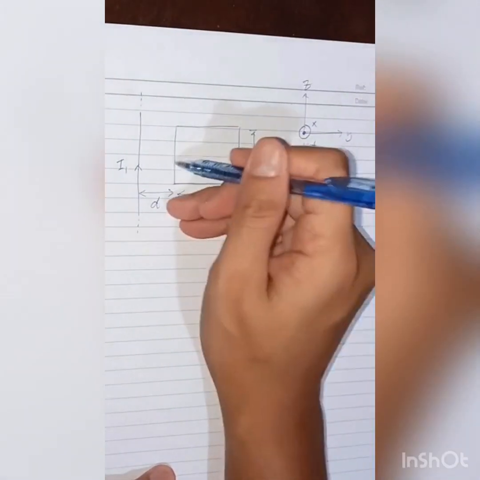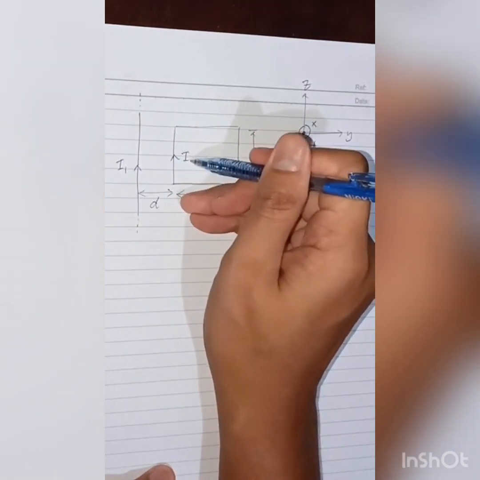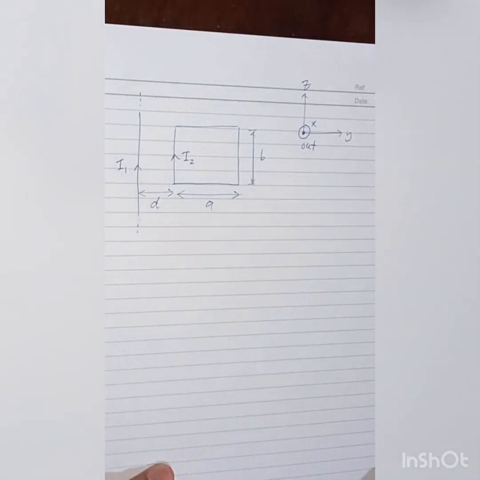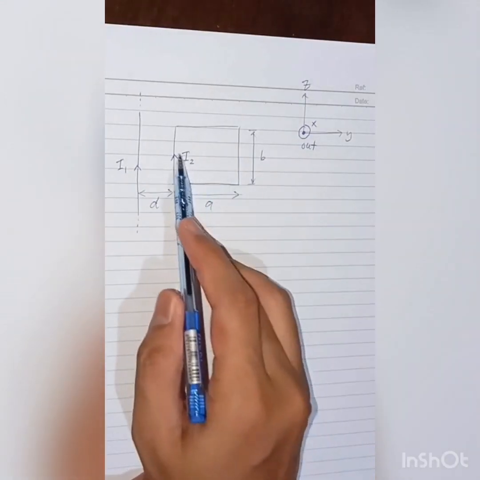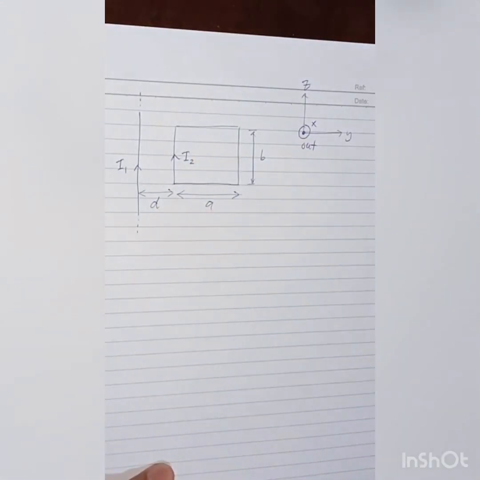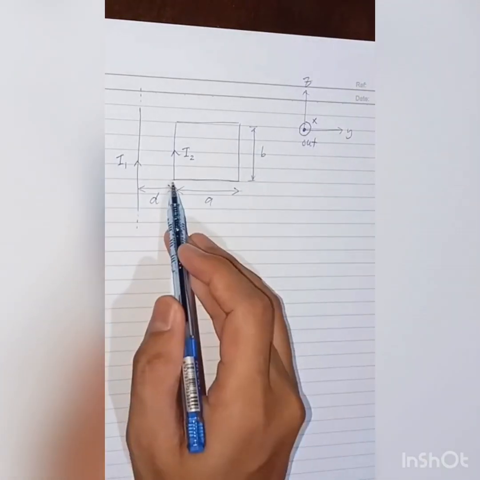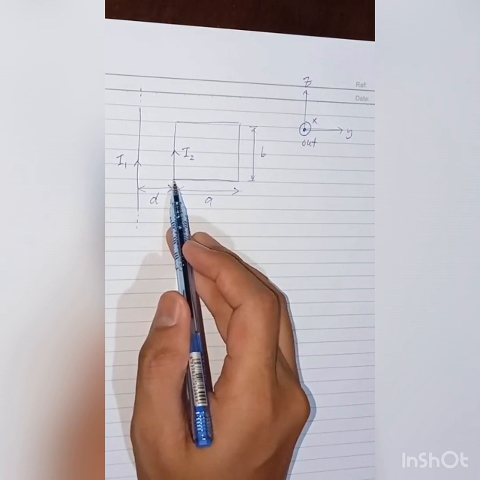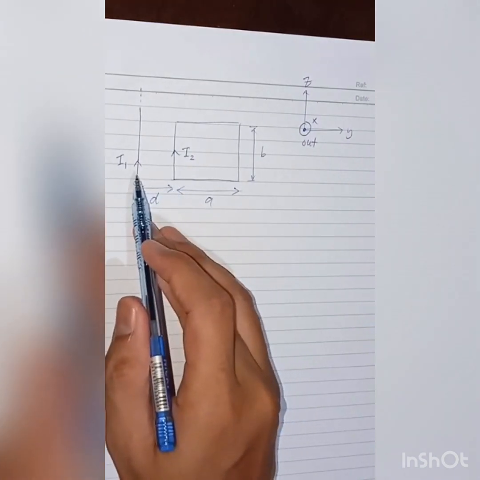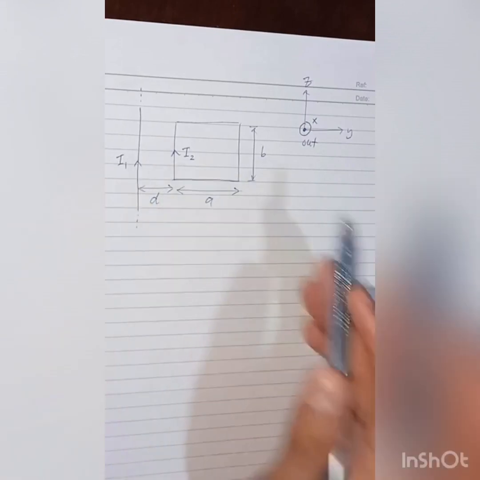So let's say for the second loop here, we have the current I2 flowing continuously within the loop. So we have 1, 2, 3, 4 paths that the current flows in. Now we are going to find the force expressions due to any source currents. So let's say I want to find the force exerted on this rectangular loop, due to the magnetic field from the line current I1 over here.